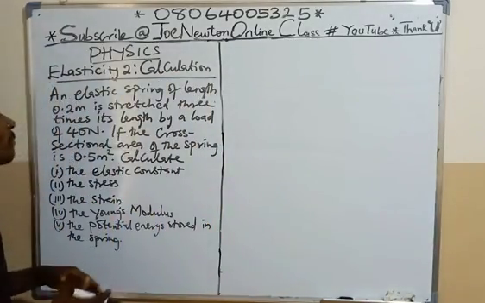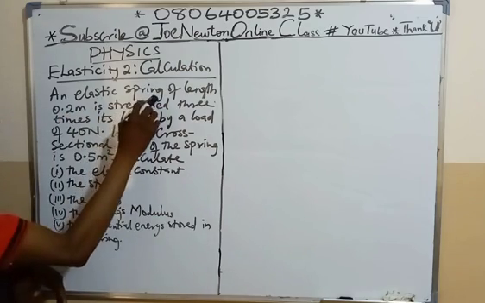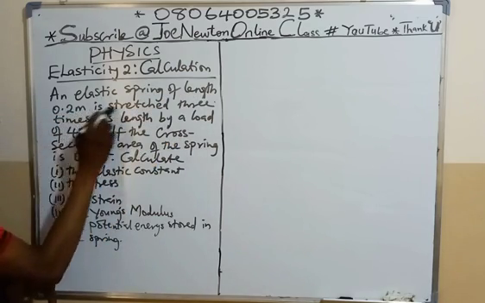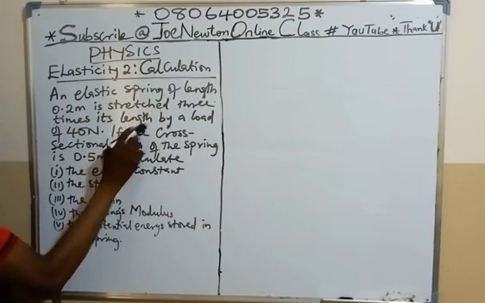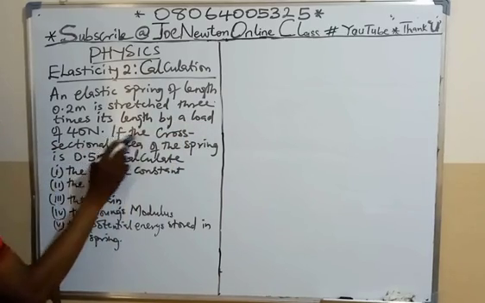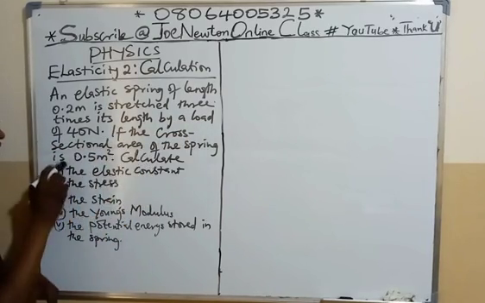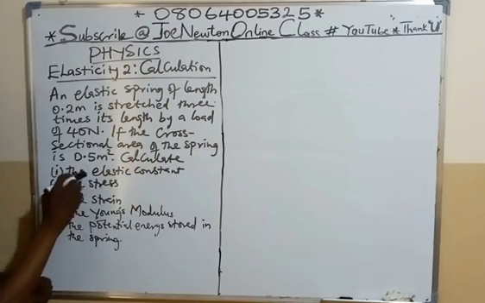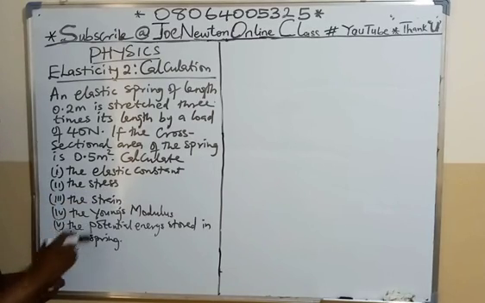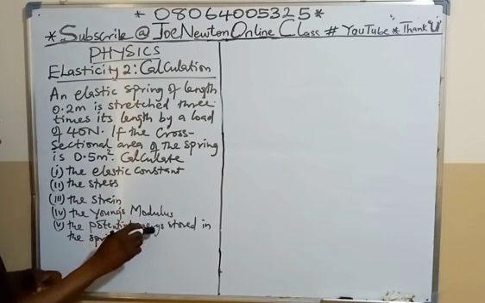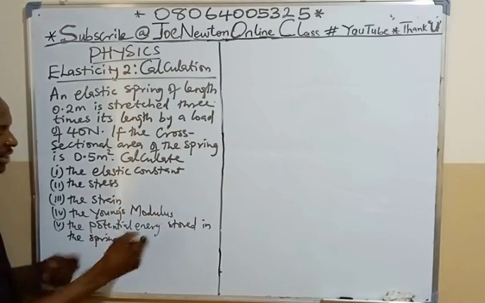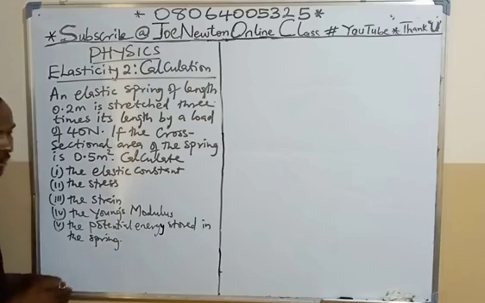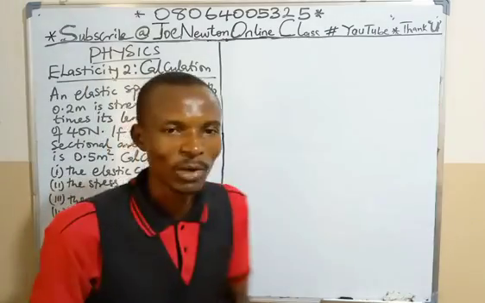Look at the question. The question says, an elastic spring of length 0.2 meter is stretched 3 times its length by a load of 40 newton. If the cross-sectional area of the spring is 0.5 meters squared, we are asked to calculate: I, the elastic constant; II, the stress; III, the strain; IV, the Young's modulus; V, the potential energy stored in the spring. Wow! These are an array of questions.